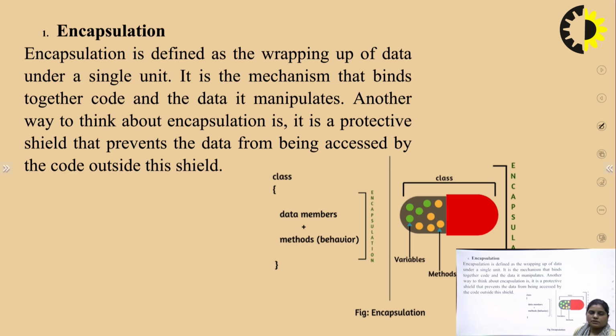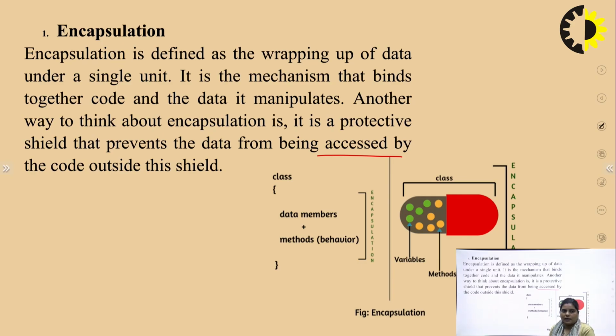First one is encapsulation. Basically, encapsulation is the wrapping up of data and its methods, members or behaviors into a single unit. It is a mechanism, or a process, which binds the code and the data together, which it manipulates. Another way of thinking about encapsulation is as a protective shield which prevents the data from being accessed by code outside this shield. In terms of security, it is one of the most important characteristics of OOPS, because it protects the data.